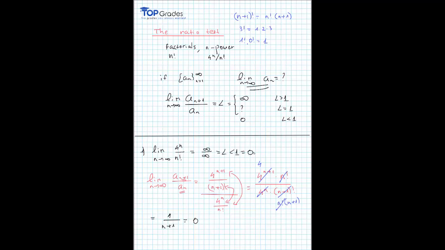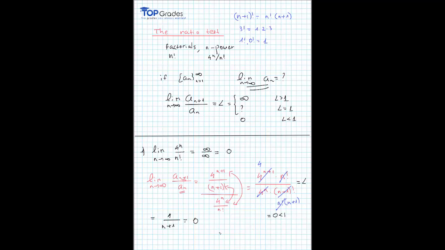Then it means that the limit of the original series is 0. I'm sorry, that's not correct, because it's not equal to L. What equals L is this weird limit. This weird limit is equal to 0. 0 is less than 1. That means that the original limit is also equal to 0.